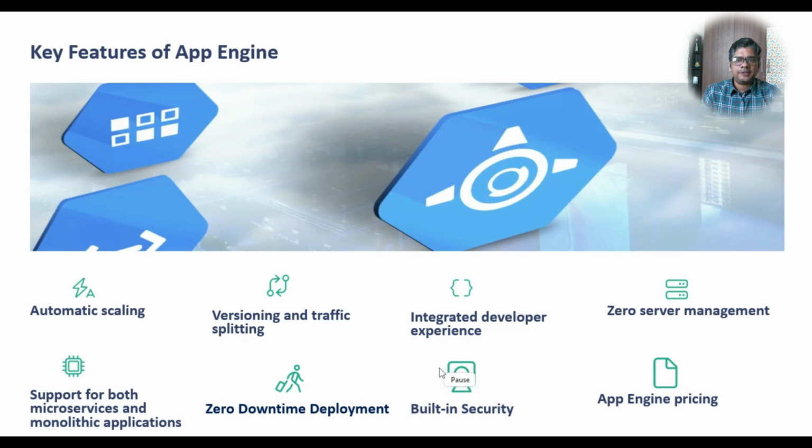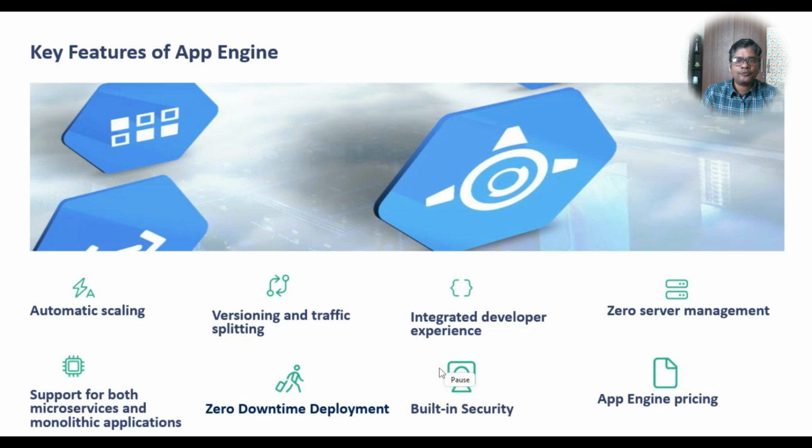Key features of App Engine. First one is automatic scaling. It automatically scales the applications up and down depending on the traffic. Next one is versioning and traffic splitting. It is easy to deploy a new version and manage the traffic between the versions. Next one is integration with the developer experience. It's easy to integrate with Google Cloud services such as Cloud Datastore, Cloud Pub/Sub and Firestore. Next one is zero server management. You don't need to worry about managing server infrastructure. It is taken care of by GCP.